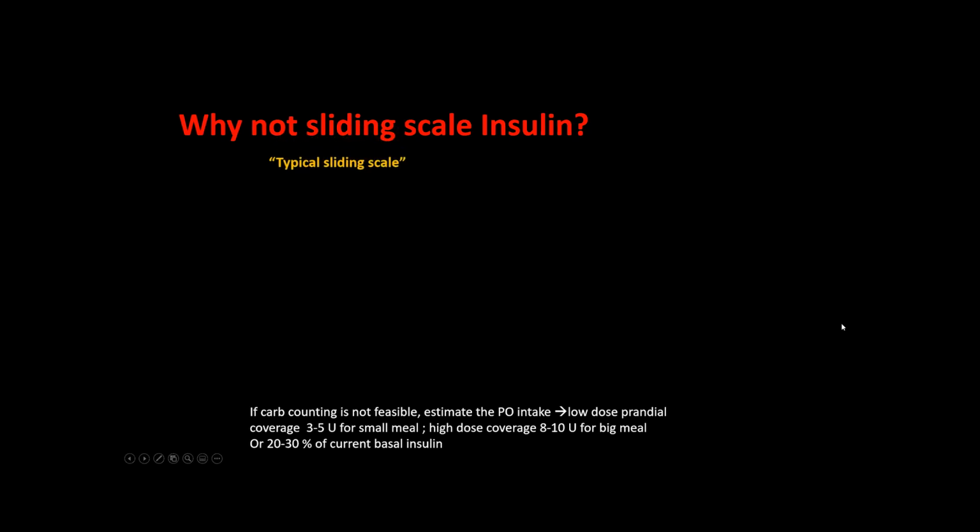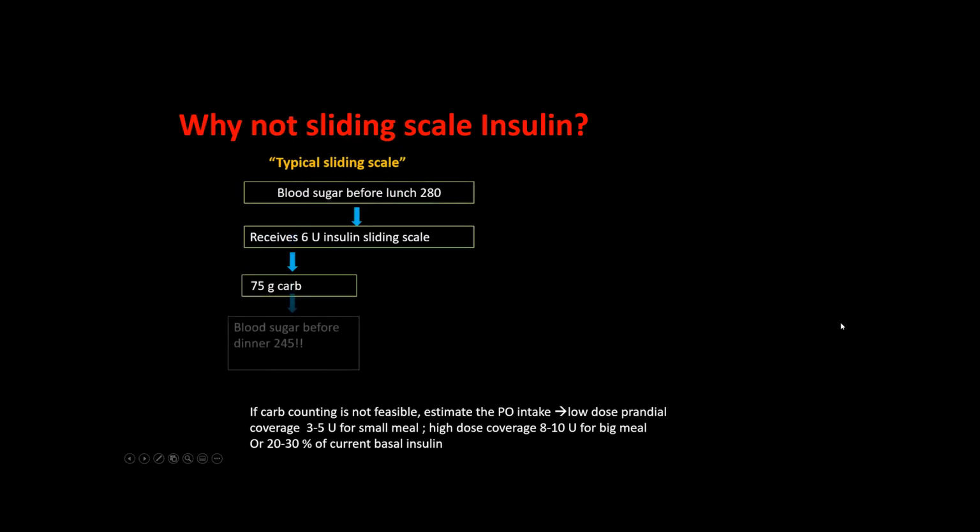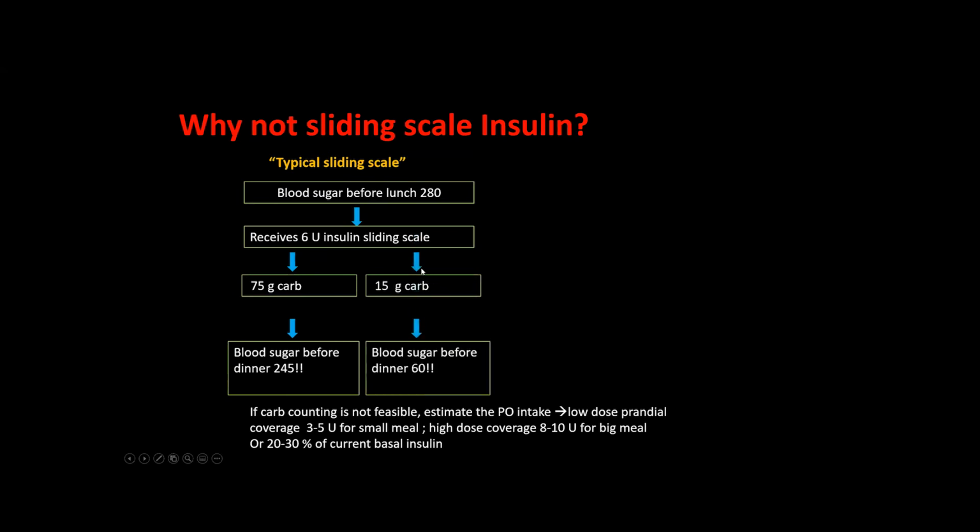So why should we not be using a sliding scale insulin? This is a typical sliding scale. The sugar before lunchtime is 280, and the patient receives 6 units of sliding scale. The patient ate 75 grams of carbohydrate, and it is not enough. And then the sugar before dinner is 245. In another scenario, the patient did not have a good appetite, so he ate only 15 grams of carbohydrate. The patient ended up getting the 6 units because of this sugar value, and it also became low at dinner time. So that's why this is not the best scenario.